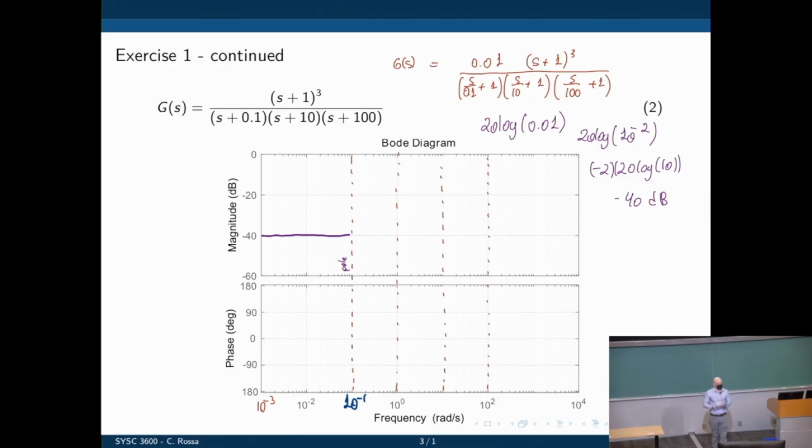Negative 60. So the Bode plot is going down by negative 20 decibels per decade. We are at 0.1. If you travel to 1 radian per second, that is 1 decade, it has to go down by 20 decibels. So it goes down to negative 60, because now the slope of the Bode plot is negative 20 dB per frequency decade.